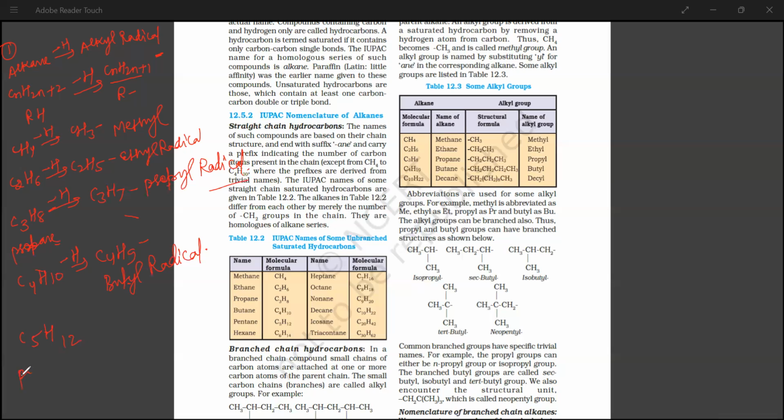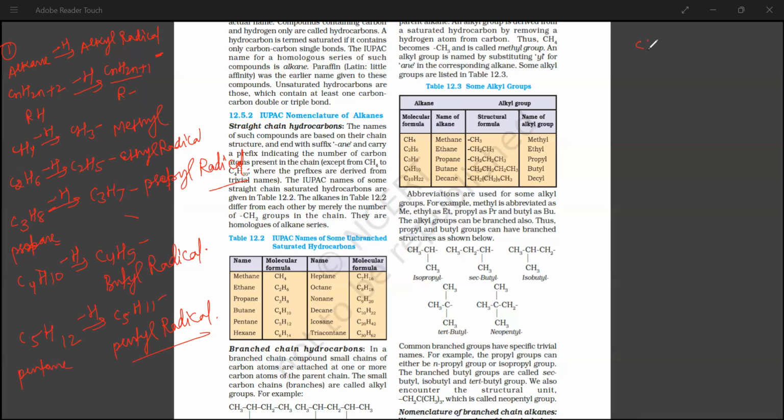What is it? It is pentane. This pentane will be losing 1H, and what you will get? C5H11, that is pentyl radical. Now see here, butyl and pentyl, we'll talk about this all.